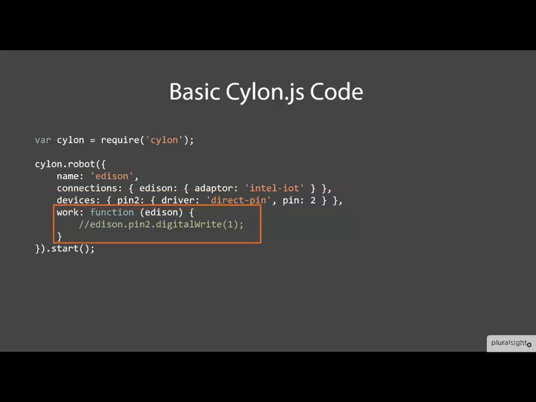Next, the work function defines what should happen once the robot's all set up and all of its devices are ready to communicate. This is sort of like the main function in a C program. And finally, the start method kicks the whole thing off. And that's sort of all there is to it, to a Hello World app for Cylon.